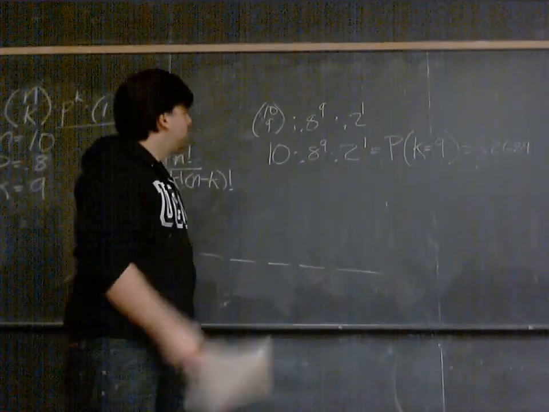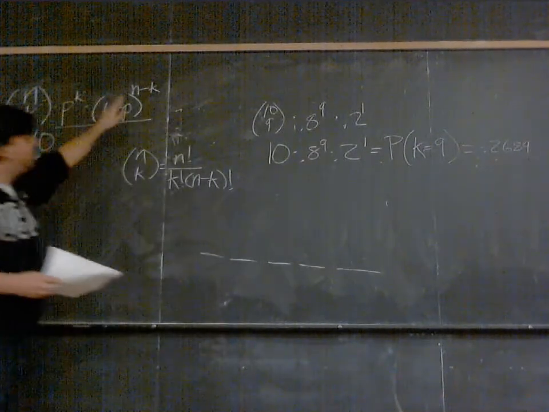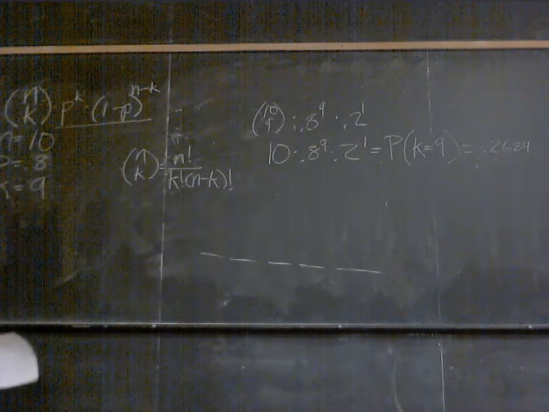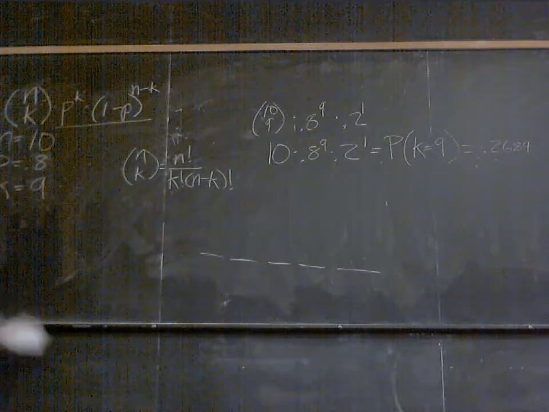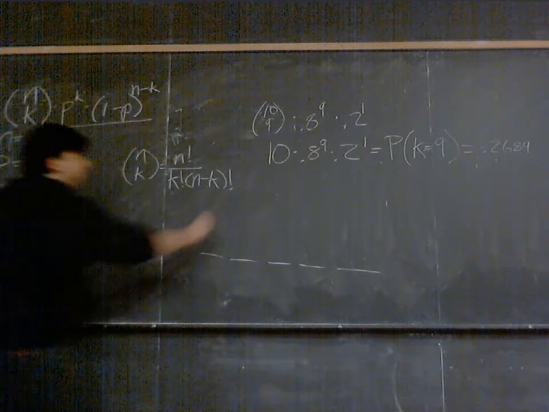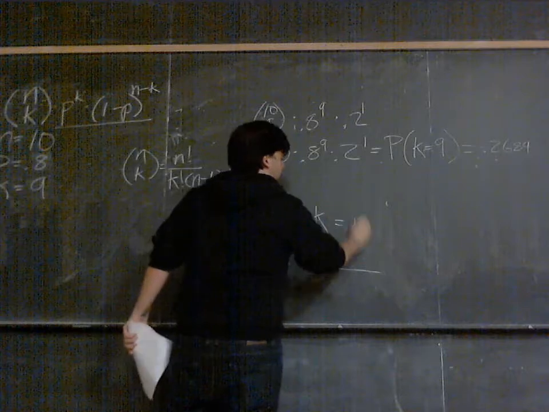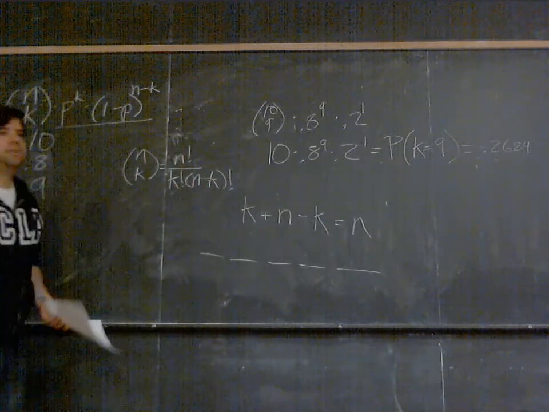The powers, the 9 and the 1, do those have to equal the 10? Yes. Notice the powers are k and n minus k. Even if you change n, those powers are going to equal whatever n is. They have to. If I do k plus n minus k, I get n, right? That's always true, by definition.